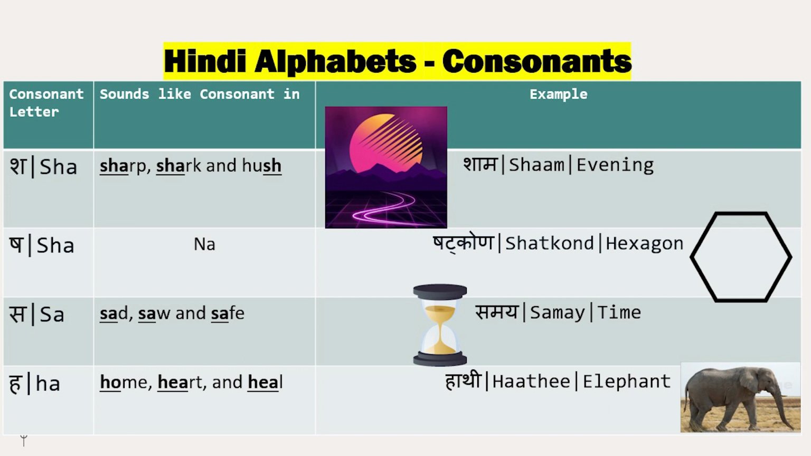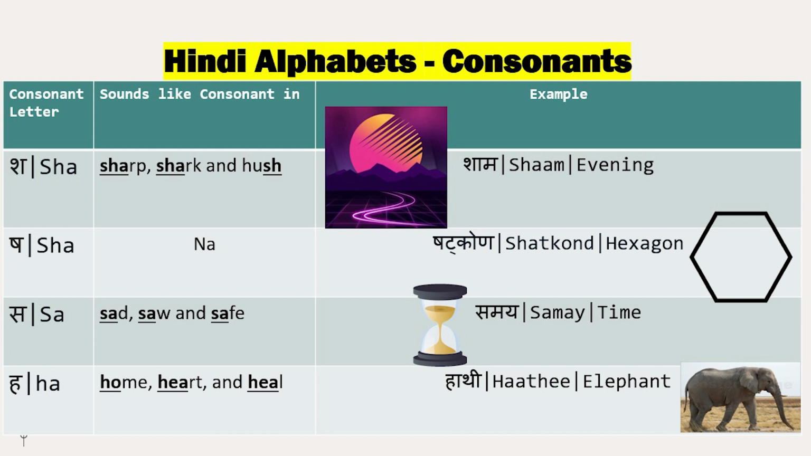Now let's look at the next four consonants in Hindi. They are sha, sha, sa, and ha. The letter sha is like how you pronounce sharp, shark, and hush. The Hindi word shaam, which means evening, starts with the letter sha.